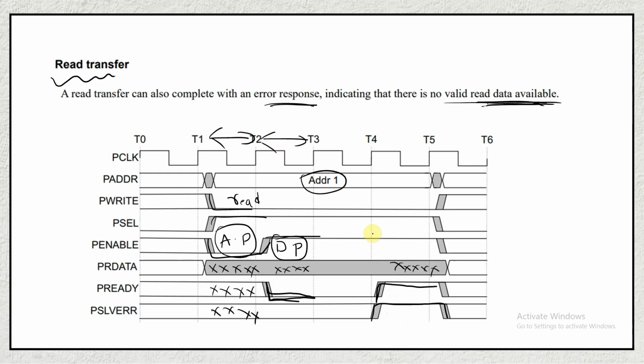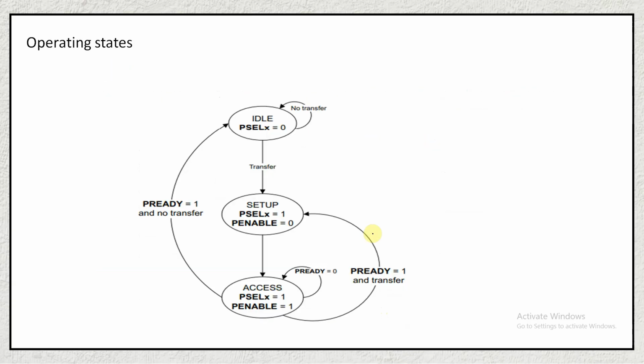Now let us try to understand the operation of how this is going to happen, whether it may be a write operation or read operation, with the help of this state diagram. Initially, your master will be in the idle state, and whenever your PSELECT is equal to 0, we are going to stay in the idle state only. That means no slave has been selected.